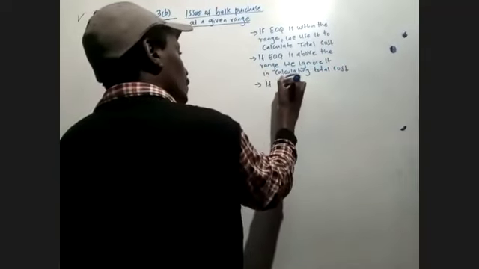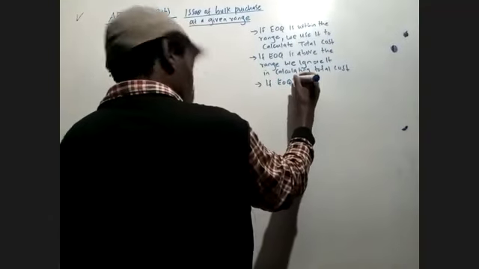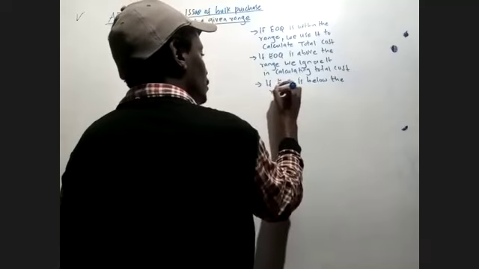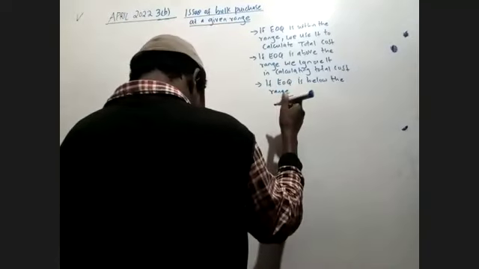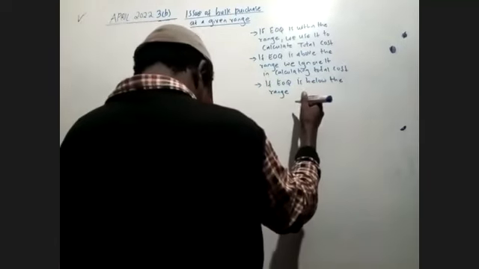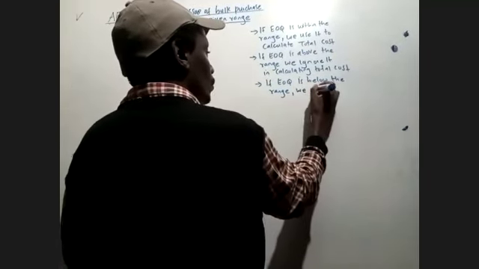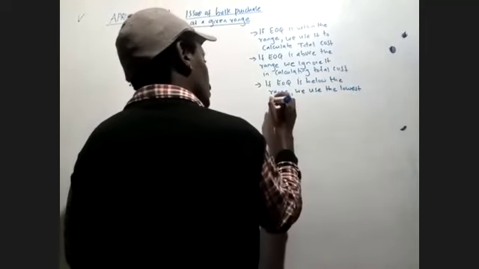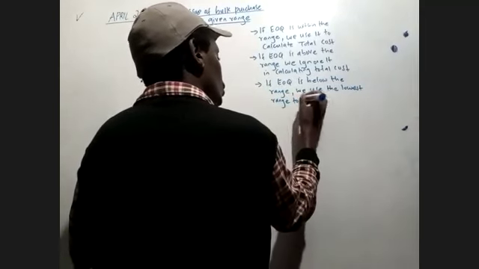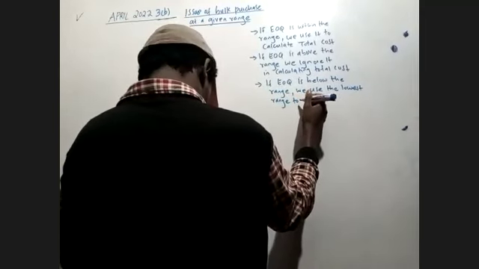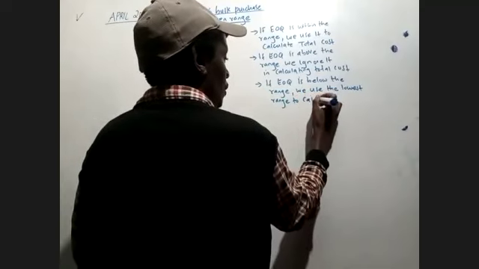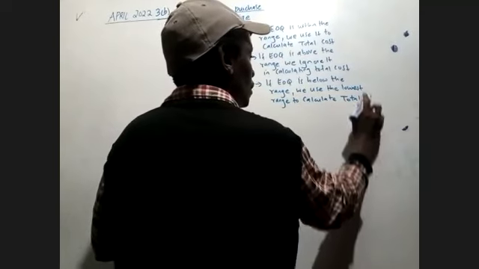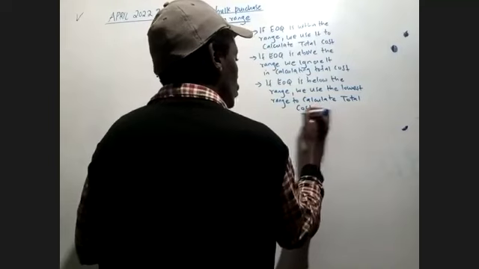Then if EOQ is below the range, we use the lowest range to calculate total cost.